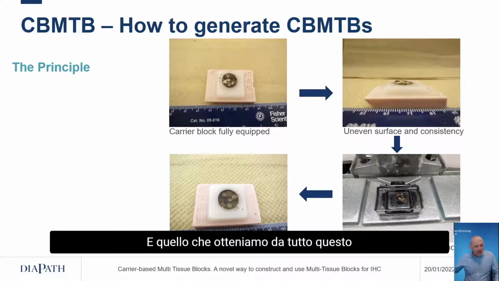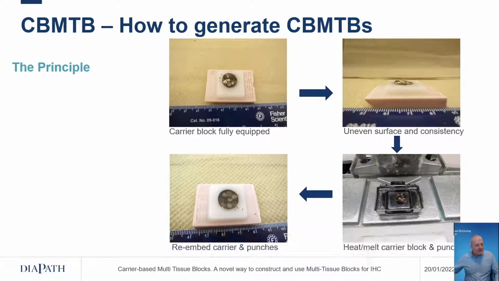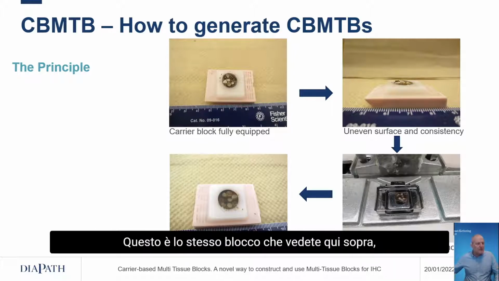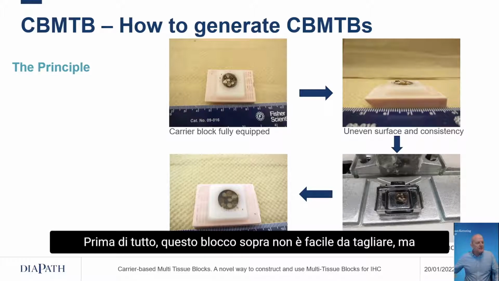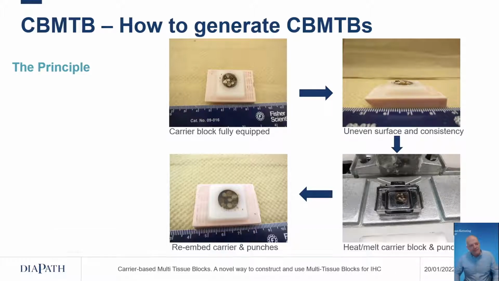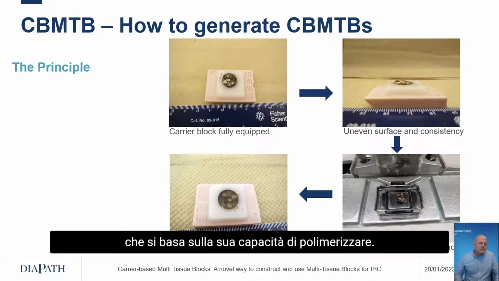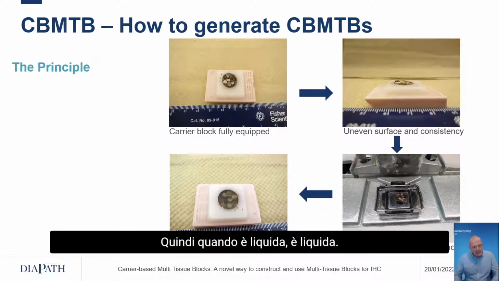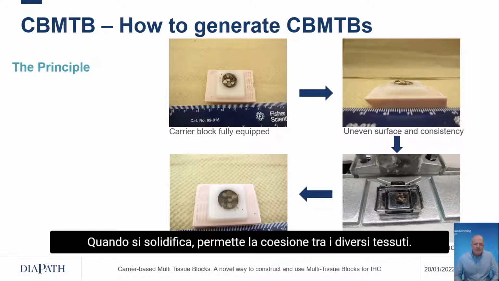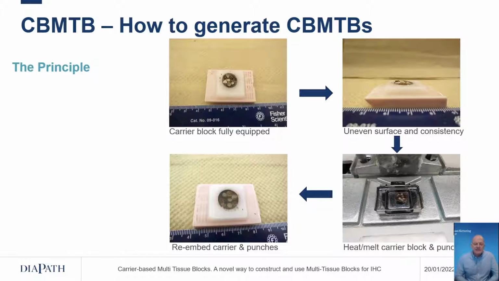And what comes out of all of this is what you see on the left side. This is a re-embedded block. This is the same block that you see up here, just everything in one plane and everything one piece. Why do we do this? First of all, this is not easy to cut. But what you will see is because paraffin is a substance that is based on its ability to polymerize. So when it's liquid, it's liquid. When it solidifies, it gives an even consistency across different tissues.